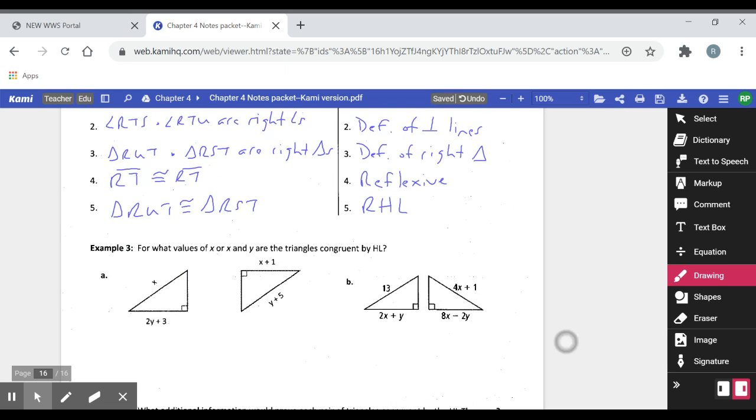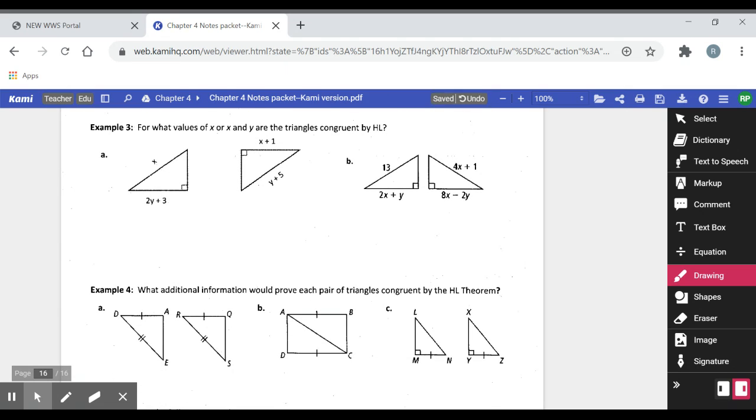All right, so now using some of this to solve, on example 3, it says for what values of x or x and y are the triangles congruent by hypotenuse leg? So in this particular case, if I think about the hypotenuse, this x has to be congruent to y plus 5 if the triangles are congruent by hypotenuse leg. So I'm going to write a true equation that x is equal to y plus 5. Might think it looks weird with the x and y in the equation, but we'll figure that out in a minute. The other two legs have to also be congruent by hypotenuse leg. So I've got 2y plus 3 is equal to x plus 1.